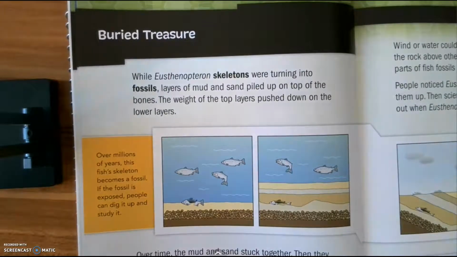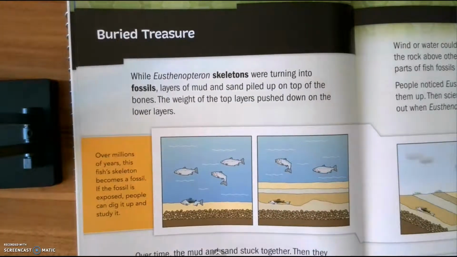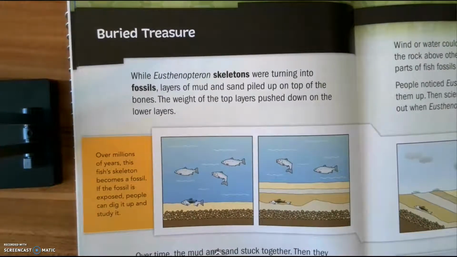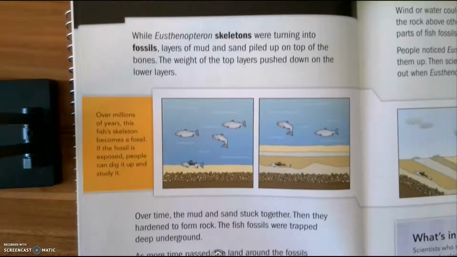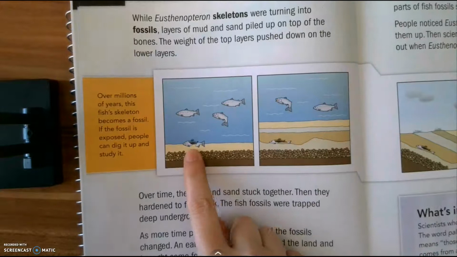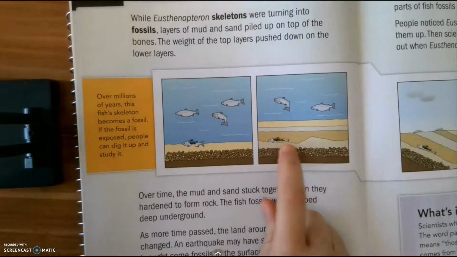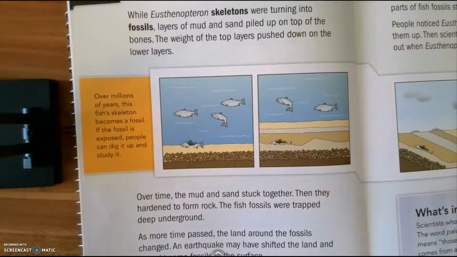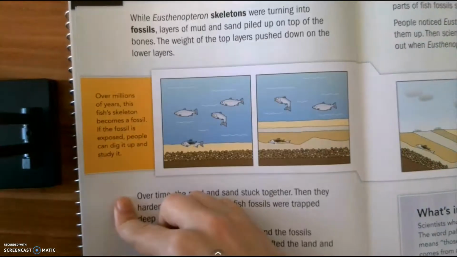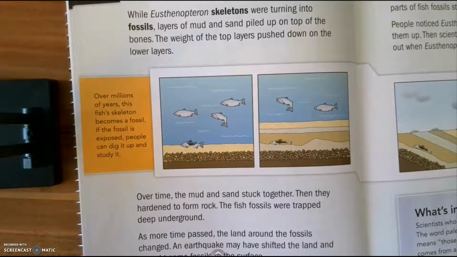While Eusthenopteran skeletons were turning into fossils, layers of mud and sand piled up on top of the bones. The weight of the top layers pushed down on the lower layers. And here we have a diagram of that fish dying and then getting covered in layers of sediment, just like we learned in the last lesson. Over millions of years, this fish's skeleton becomes a fossil. If the fossil is exposed, people can dig it up and study it.